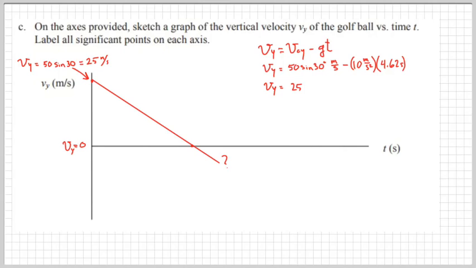You can see it on my graph over there. It is 25 meters per second. Minus 10 times 4.62 is minus 46.2. So I have a final y velocity of minus 21.2 meters per second.